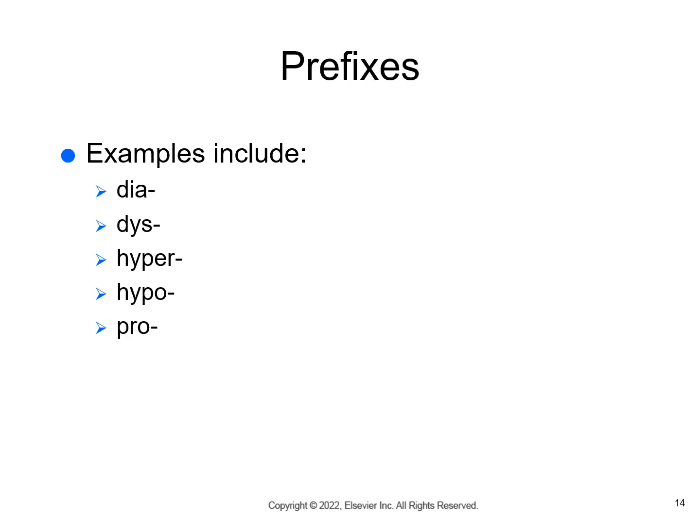Now let us look at some examples of prefixes. And these, of course, are at the beginning of the term. Dia can mean through or complete. Dis can mean something is painful, or it can mean it's abnormal, or difficult, or labored. Hyper can mean above, or it can mean excessive. Hypo is kind of the opposite of hyper in some instances. That could mean below, incomplete, deficient, or under. And pro is our last one, and that one means before.